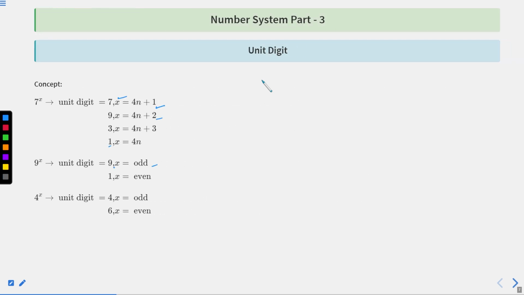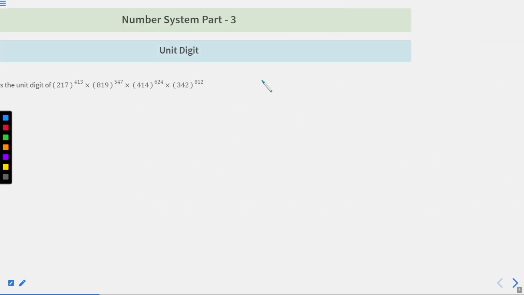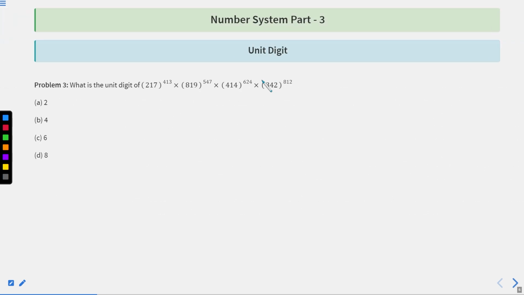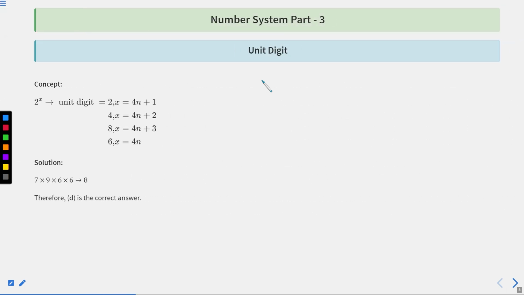So the unit digit here will be 6. For the second number, we have 342 to the power 812. For that, the rule is: if the remainder is 1, the unit digit will be 2. If the remainder is 2, the unit digit will be 4. If the remainder is 3, the unit digit is going to be 8. If the remainder is 0, the unit digit is going to be 6.